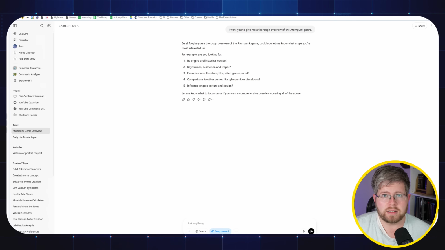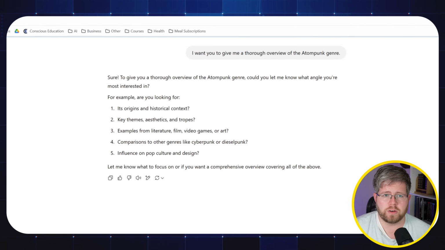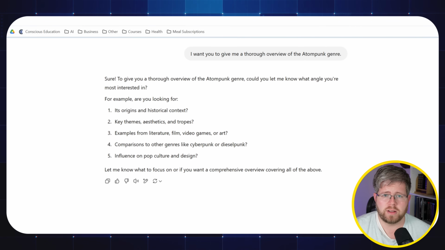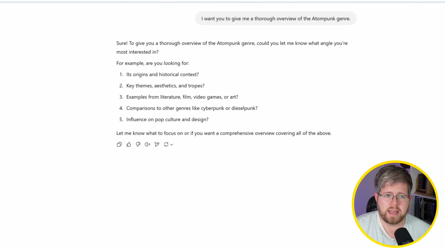It usually asks a clarifying question or two after you've given it that initial query. So here it says, to give you a thorough overview of the atom punk genre, could you let me know what angle you're most interested in? For example, are you looking for origins and historic context? Key themes, aesthetics, and tropes, examples from literature, film, video games, or art, comparisons to other genres like cyberpunk and dieselpunk, influence on pop culture and design.